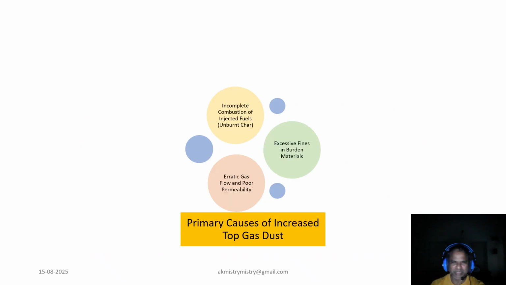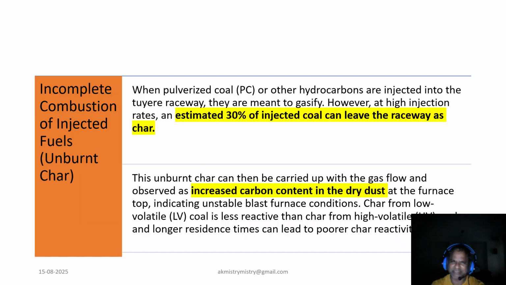Now coming to the primary causes of increased dust, there are basically three main causes of increased top gas dust. One is a very obvious one, which is incomplete combustion of injected fuel. Excessive fines in the burden material is also a big reason, and erratic gas flow, which is related to process expert skills and diagnosing corrective measures, and is also related to poor permeability. So let's explore each of these in greater detail.